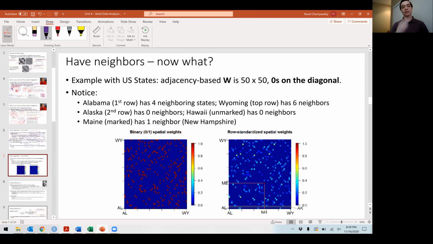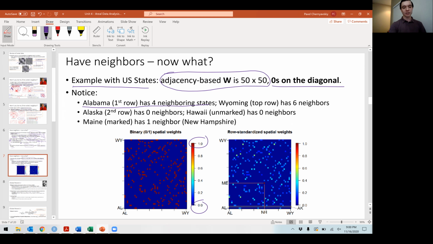Let's visualize what this thing looks like. So here's an example with US states. That means our adjacency matrix is 50 by 50, right, n by n, with zeros on the diagonal. So notice, Alabama in the first row, they're arranged alphabetically here, has 4 neighboring states. So it has 4 1s, right? This is red or blue. The blue is 0, the red is a 1. This is a binary adjacency matrix. So that very first row has 4 dots.